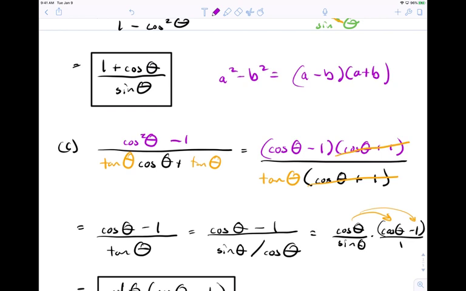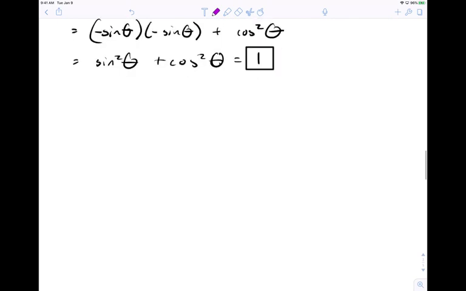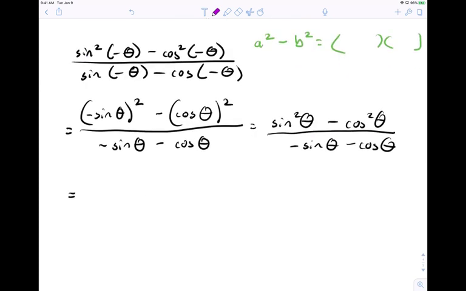Okay, so now if that's difference of squares, if we go back here, what can you tell me about the top? What should the top factor into? That should be sine minus cosine. Okay, sine of theta minus cosine of theta.